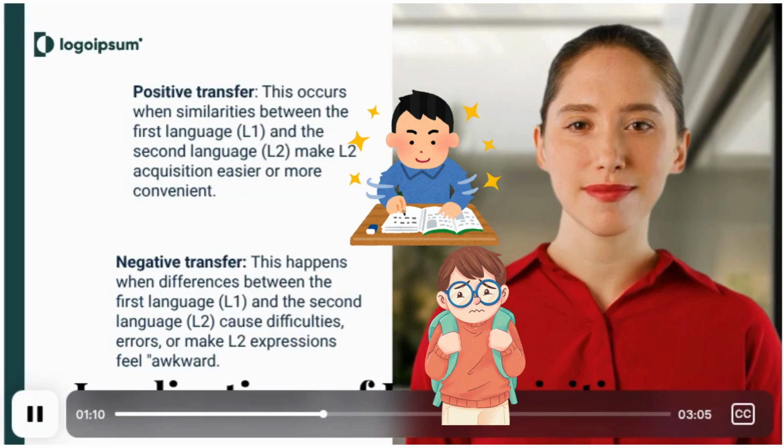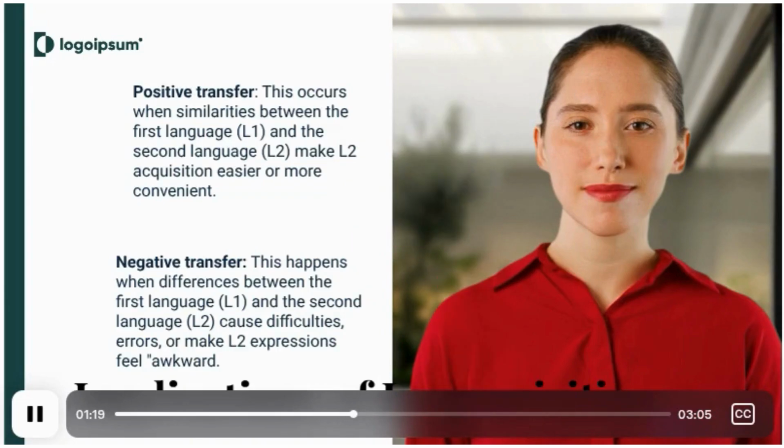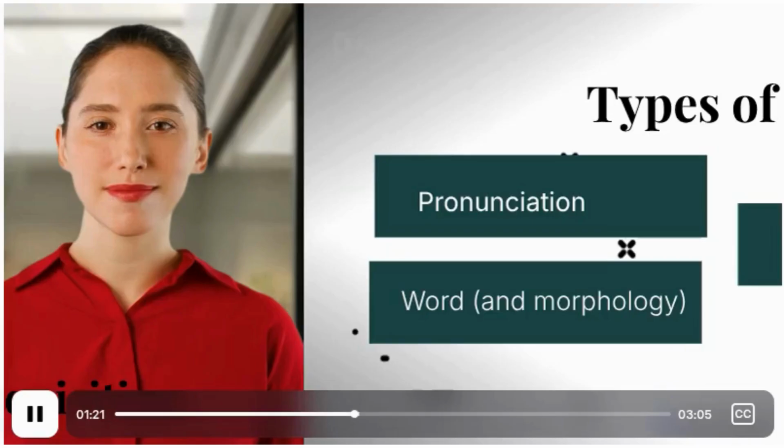And it also exists negative transfer. This happens when differences between the first language and the second language cause difficulties, errors, or make second language expressions feel awkward. Types of transfer.